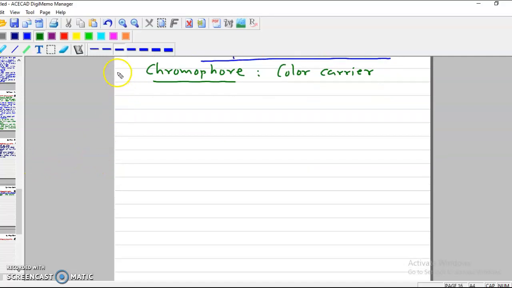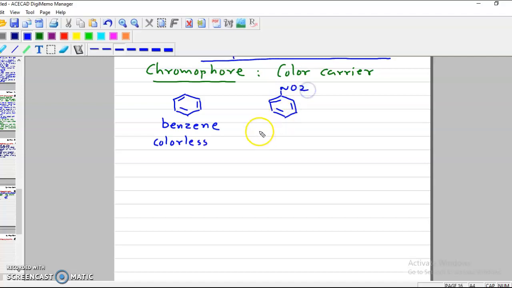Okay, so let us examine two different compounds. If you see benzene, this is the structure of benzene, and you know that benzene is a colorless liquid. And the moment you put one functional group on top of benzene, like NO2, this is called nitrobenzene, and now nitrobenzene is pale yellow.